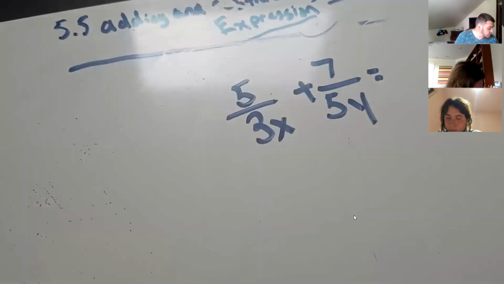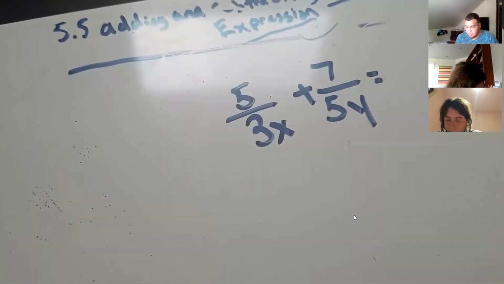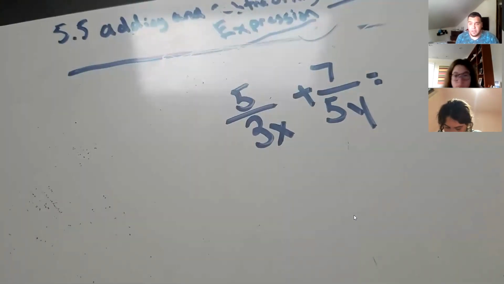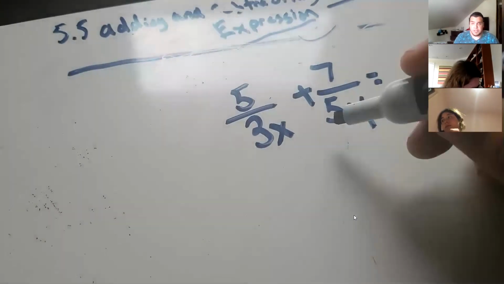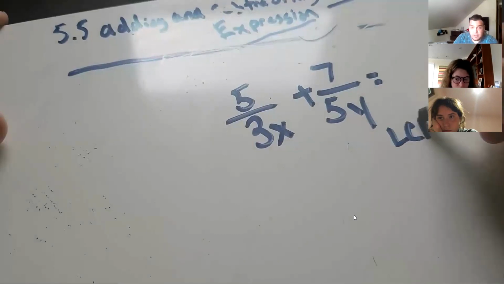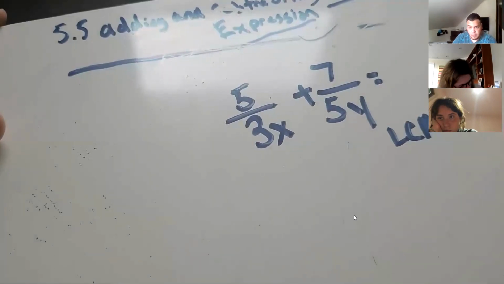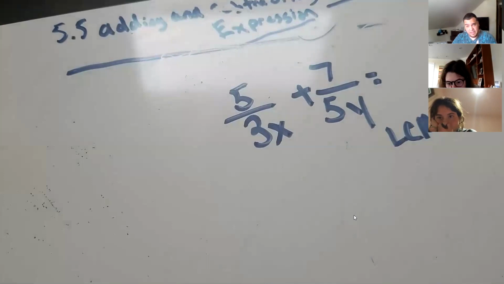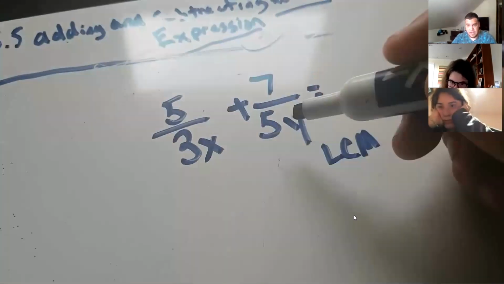This one's a little strange because now we're dealing with an x and a y. Also, these numbers don't match. So we have to find the least common multiple, or the least common denominator. First off, before we find the least common denominator, we need to find, is there anything in common between 3x and 5y?